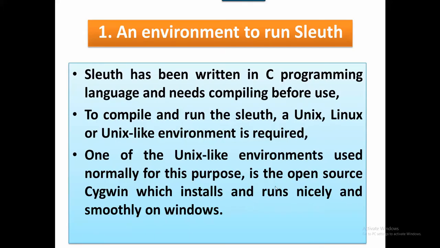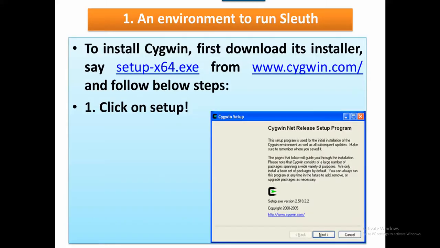Sleuth has been written in C programming language and needs compiling before use. To compile and run Sleuth, a Unix, Linux or Unix-like environment is required. One of the Unix-like environments normally used for this purpose is the open source Cygwin, which installs and runs nicely and smoothly on Windows. Well, to install Cygwin, you first have to download its installer, a file like this, from this site, and follow the steps below.